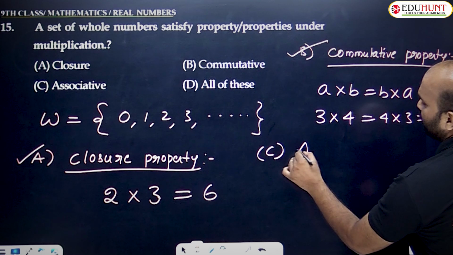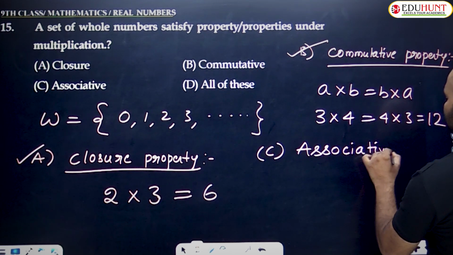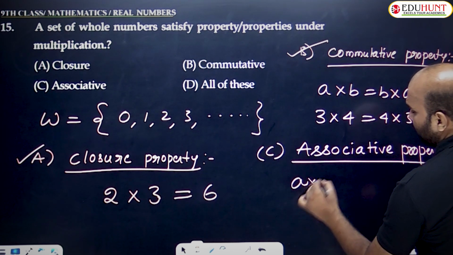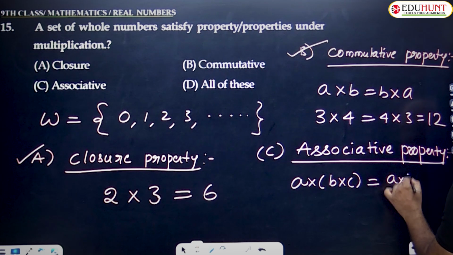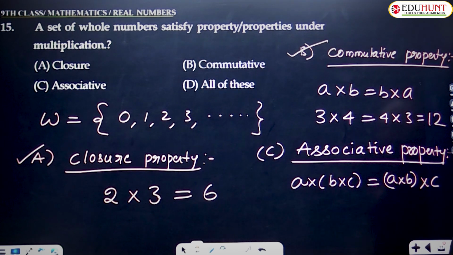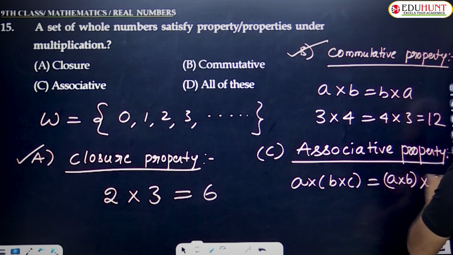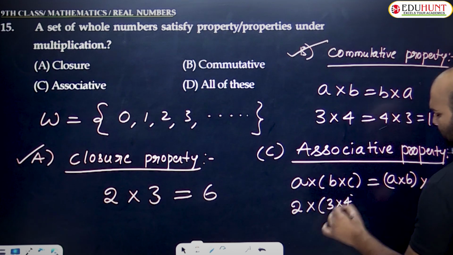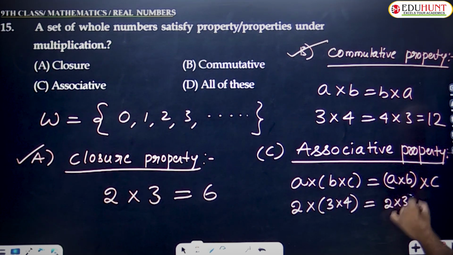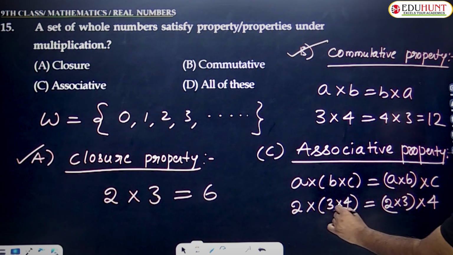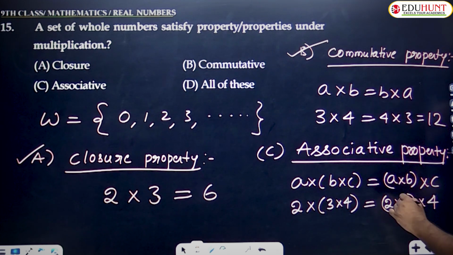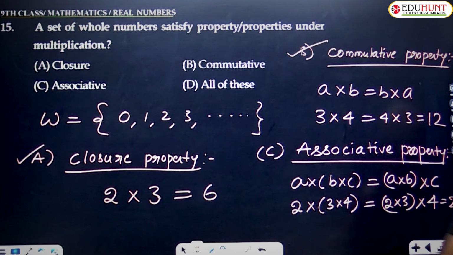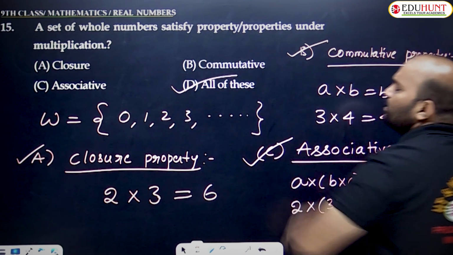Option C is the associative property. Associative property means A into B into C can be written as A into B into C with the brackets grouped differently. So A into (B into C) can be written as (A into B) into C. For example, take 2 into 3 into 4. Within the bracket, take 3 into 4, which is 12, and 2 into 12 is 24. Here 2 into 3 is the bracket value 6, and 6 into 4 is also 24. So both are equal to 24. It also satisfies the associative property. So option C is also one of the options. So the answer is all of these.